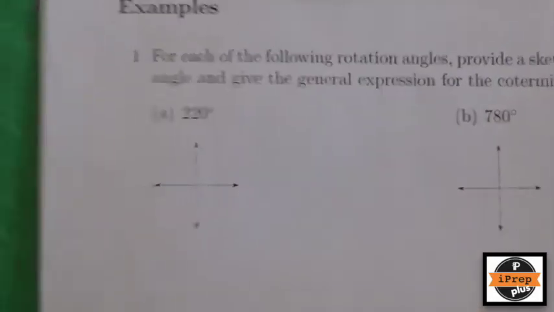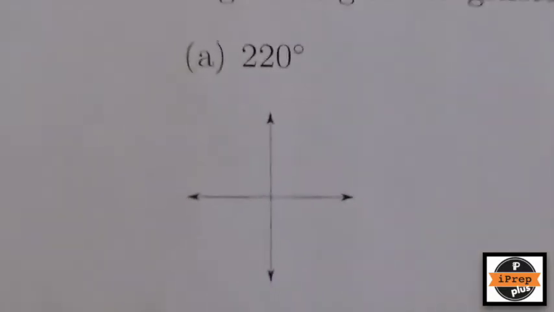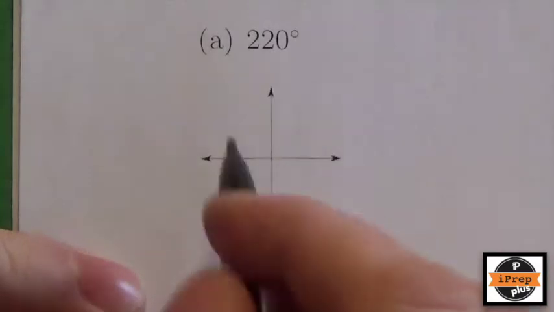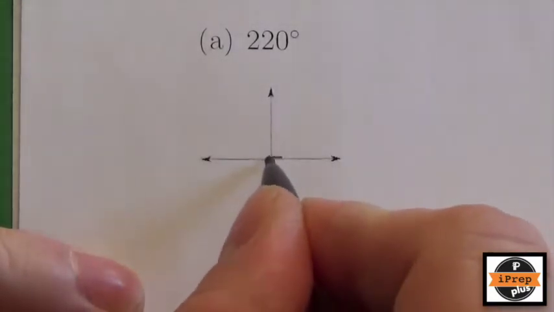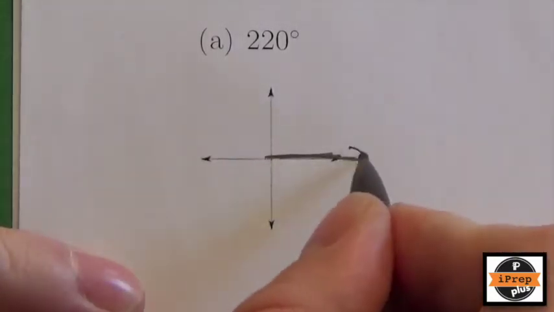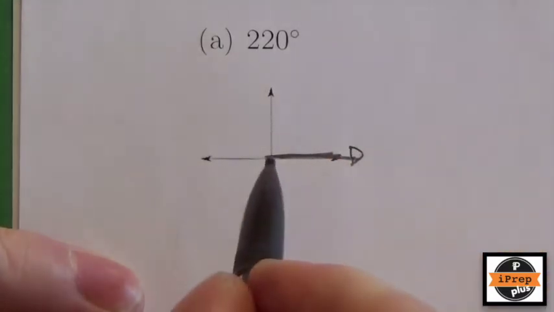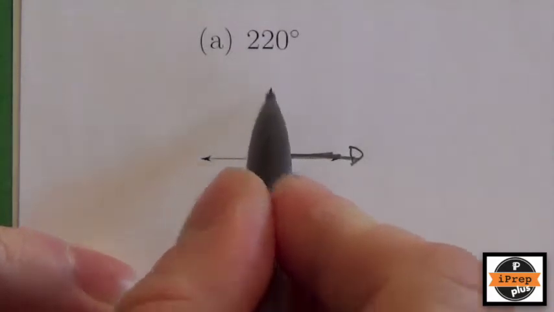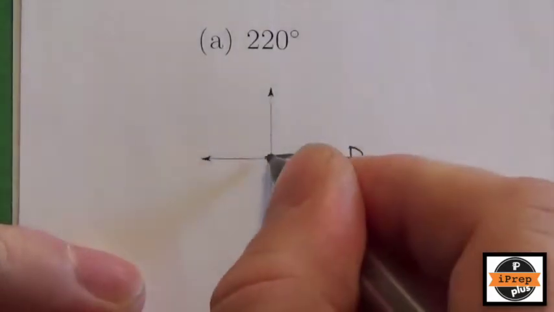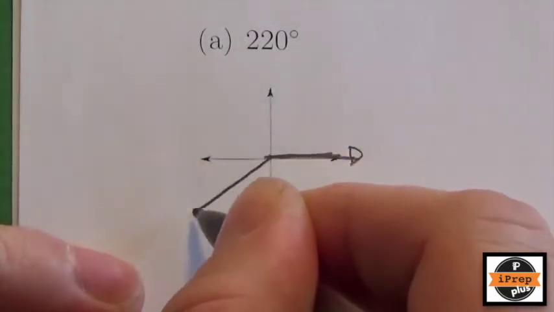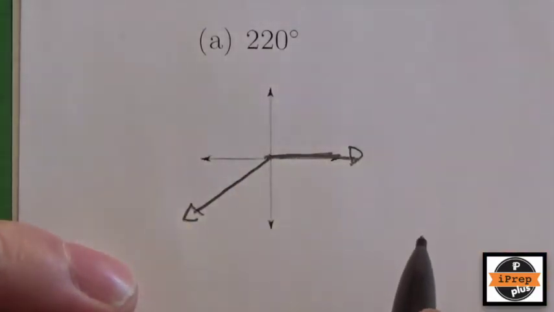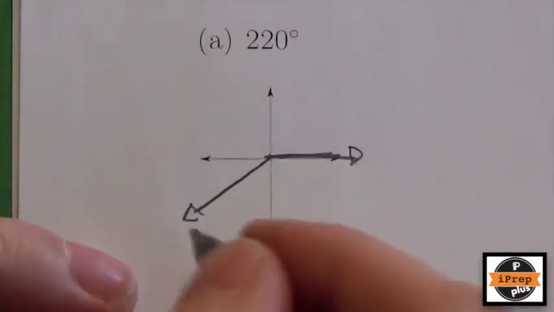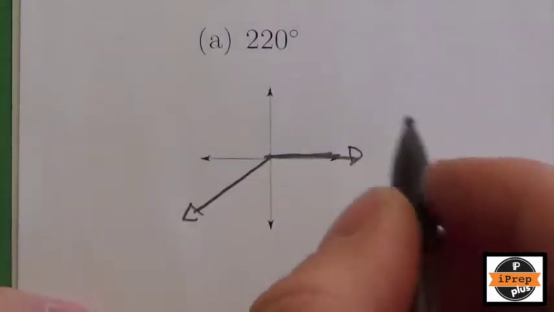Let me zoom in just a little bit here. So, for 220 degrees, let's just think, what would this rotation angle look like? Well, a rotation angle always starts on the positive x-axis. Here's our initial arm. Now, 220 degrees is going to put us back here. This is 90, this is 180. So 220 is going to be somewhere down here. Now, I don't have to be 100% accurate with that, just as long as it's in the right quadrant and roughly pointing in the right direction. That's really what I need here.